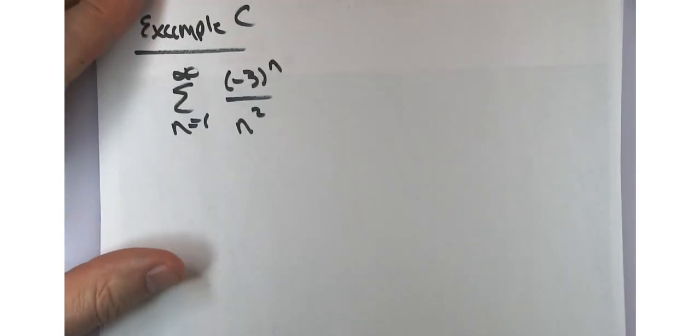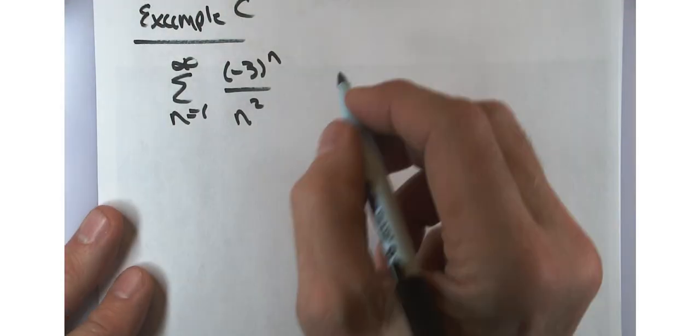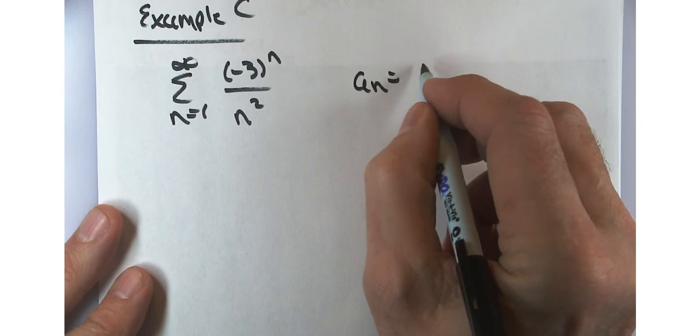So this would be example C. We've got the series from n equals 1 to infinity of -3 to the n over n squared. If we're going to apply the root test, then we need to keep in mind what a sub n is.